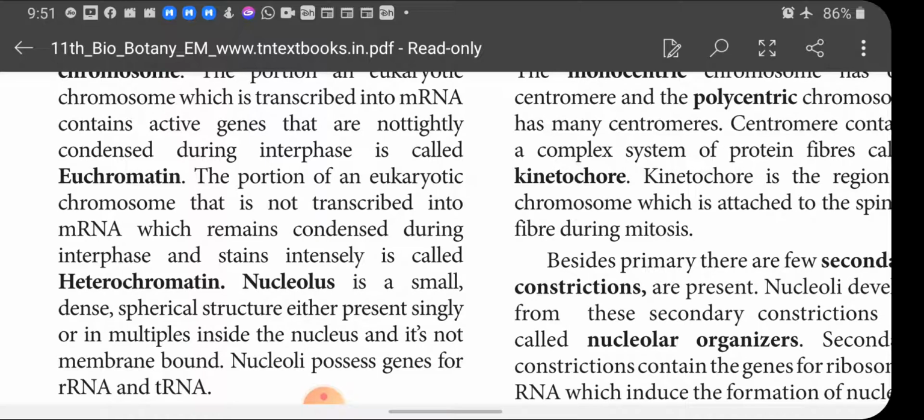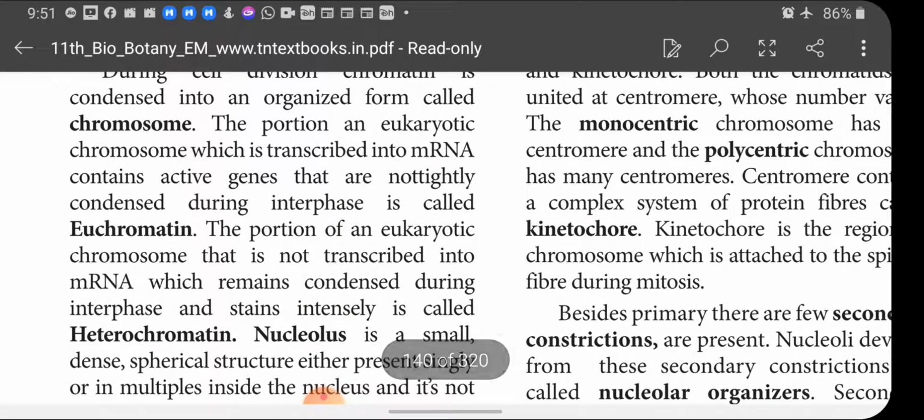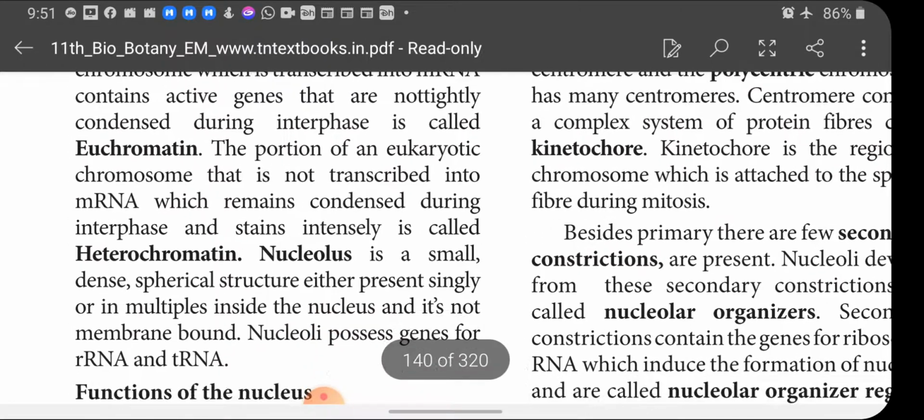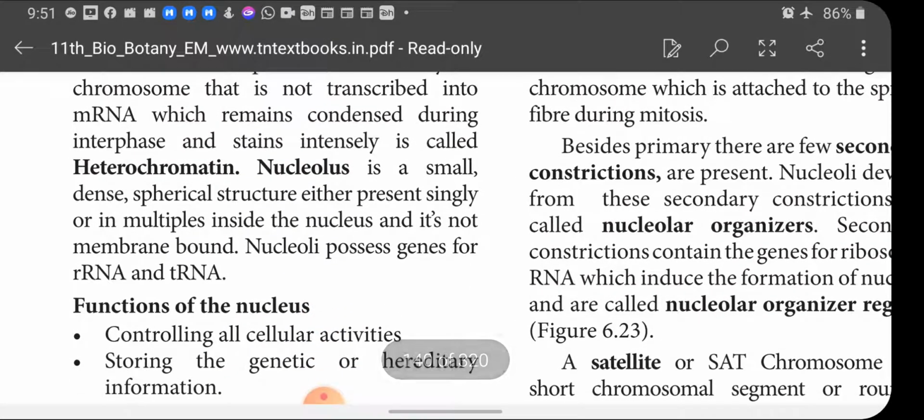That is, in this eukaryotic chromosome there are two different units, one is euchromatin, another one is heterochromatin. Euchromatin can be transcribed into mRNA, heterochromatin is not transcribed into mRNA and is thickly stained. What is meant by transcribed, what is meant by mRNA, all we will discuss in detail in our 12th standard.